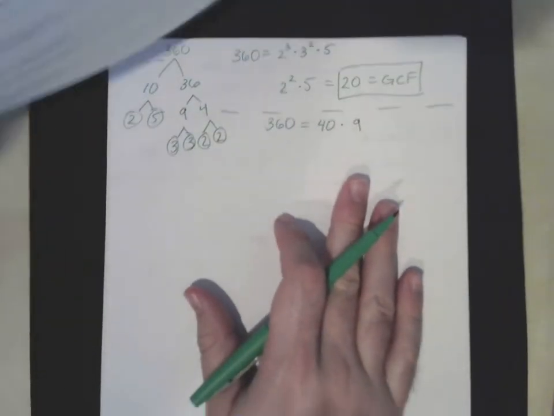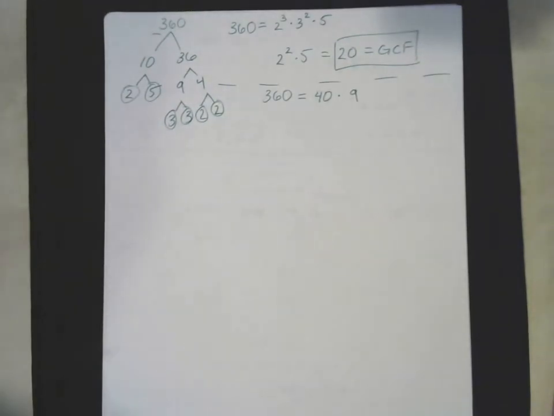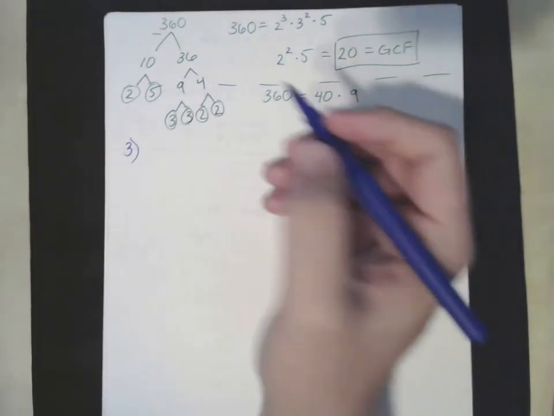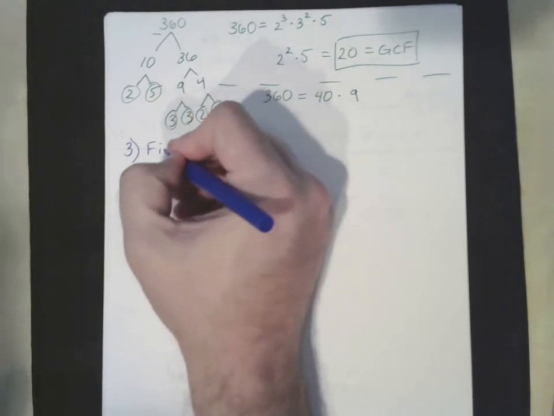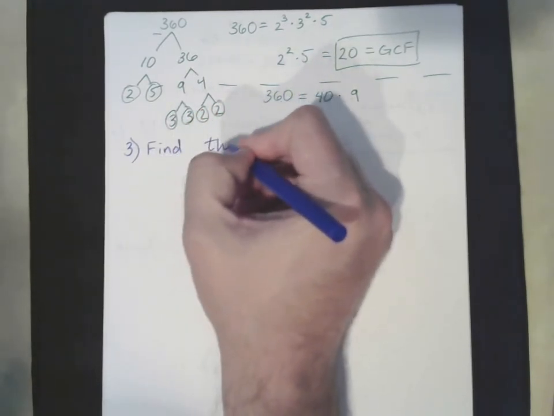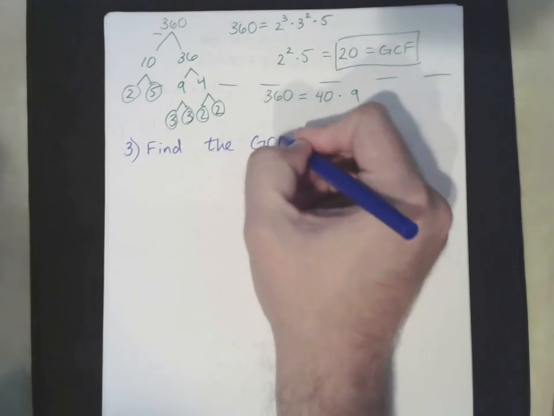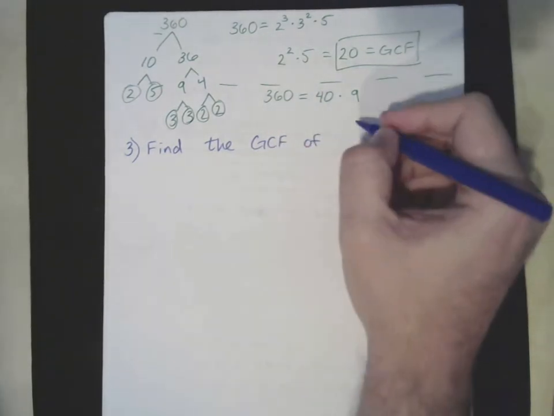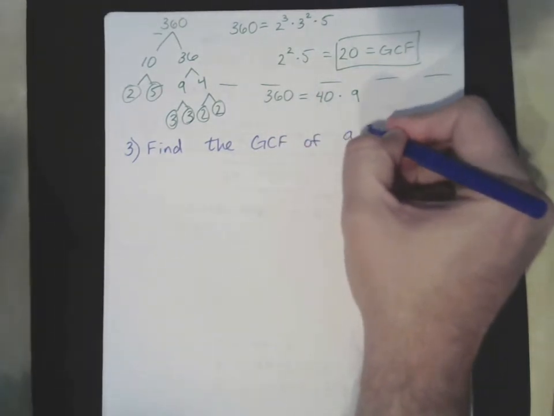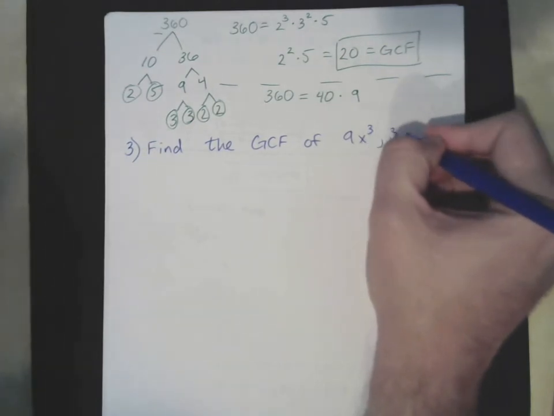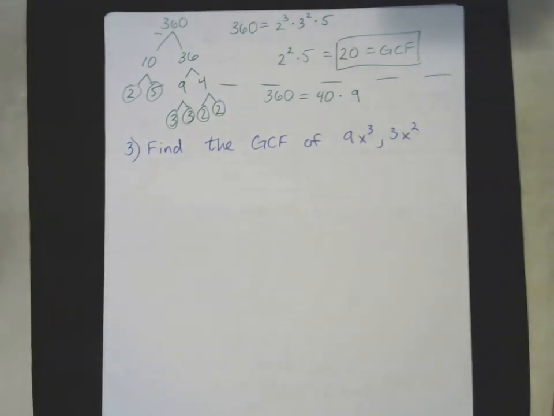So let's look at a slightly more complicated one. Let's find the GCF of 9x cubed and 3x squared. So we're going to use the same trick that we used a second ago.